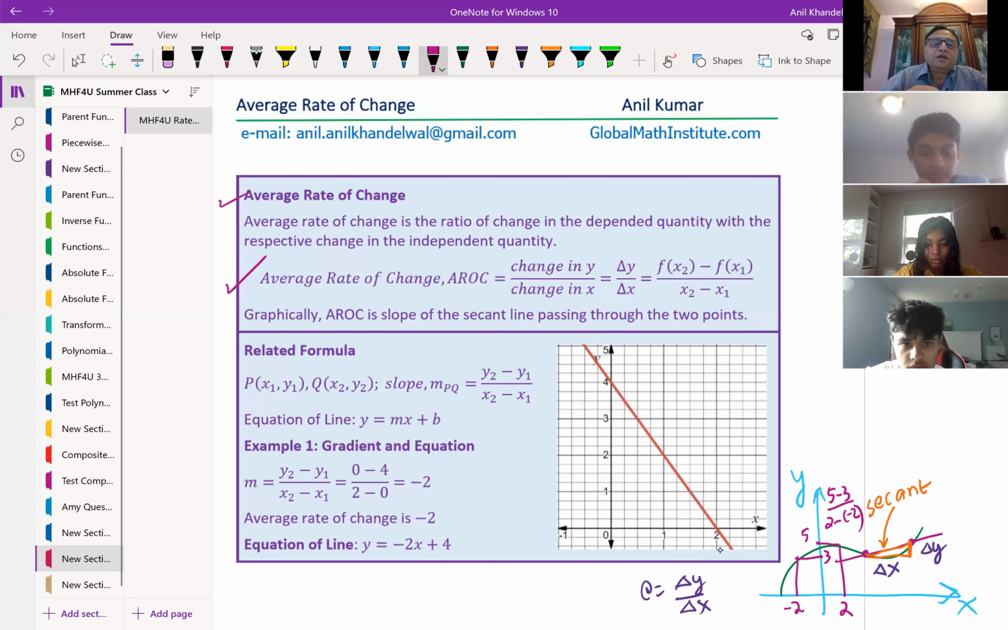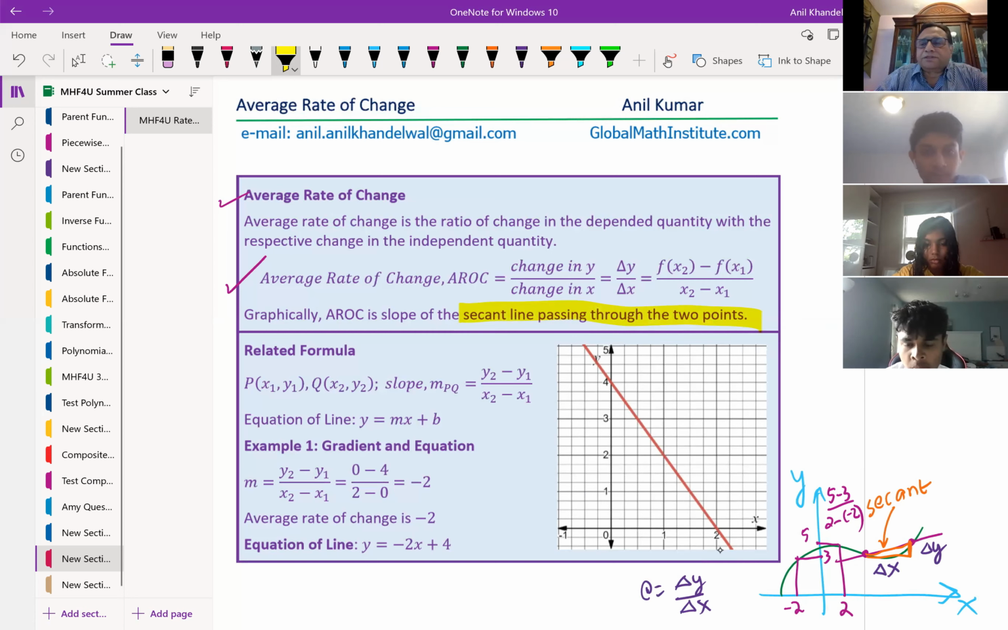Good question. Now, graphically, average rate of change is the slope of the secant line passing through 2 points. Any line which passes through 2 points is called a secant line. Let's understand this definition. So a secant line always passes through 2 points. Is that clear to you? We call that a secant line.